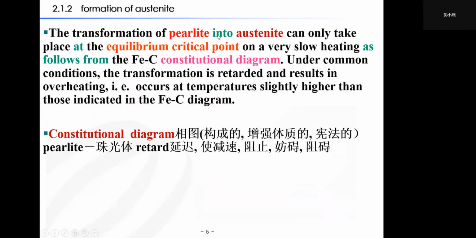The transformation of perlite into austenite can only take place at the equilibrium critical point, and very slow heating follows from the iron-carbon constitutional diagram. Under common conditions, the transformation is retarded and results in overheating.